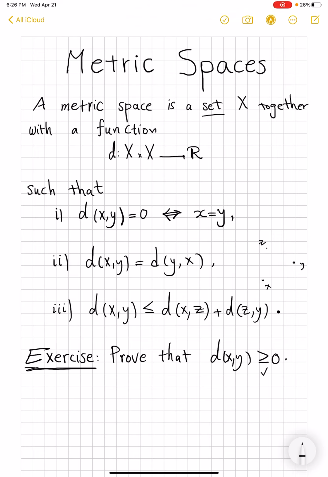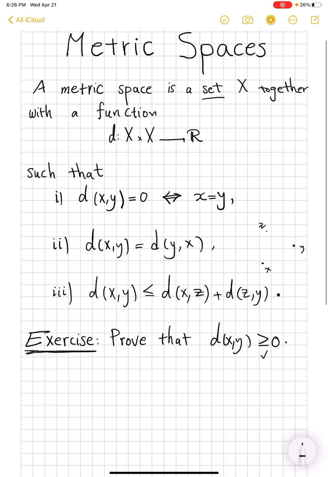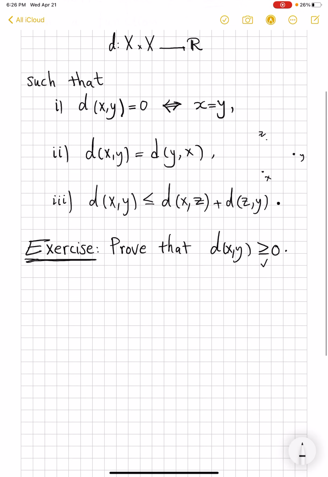You may be surprised that in number 1 I don't have any assumption on positivity of the distance, and that comes to this beautiful exercise: if you have only 1, 2, 3 as written here, you can conclude that D has to be non-negative. So I'm going to begin by listing some examples of metric spaces.